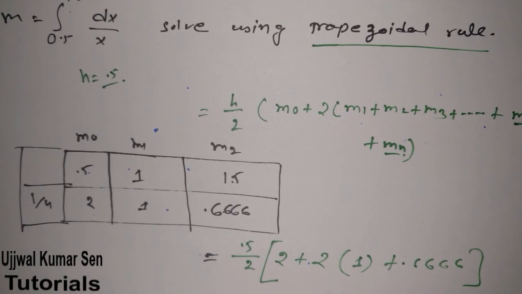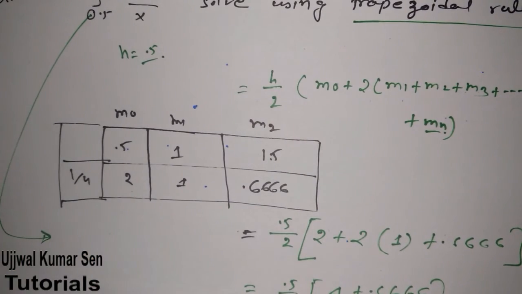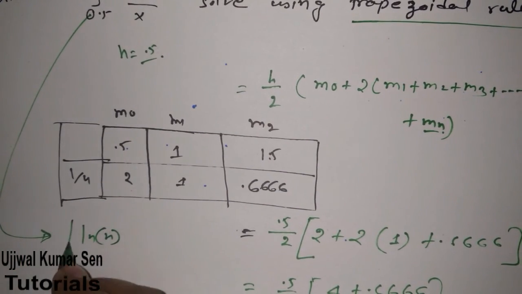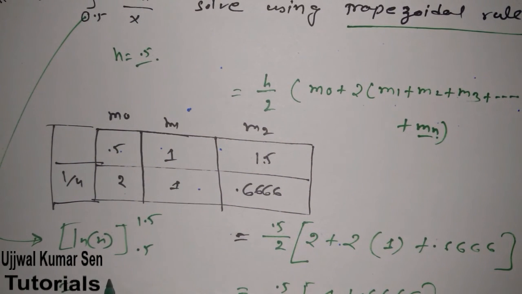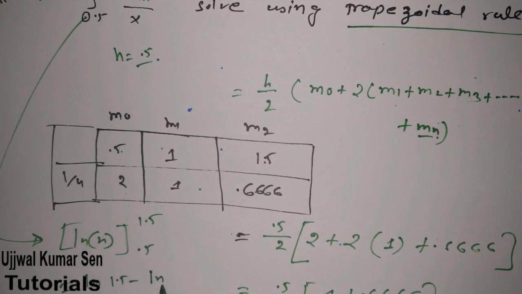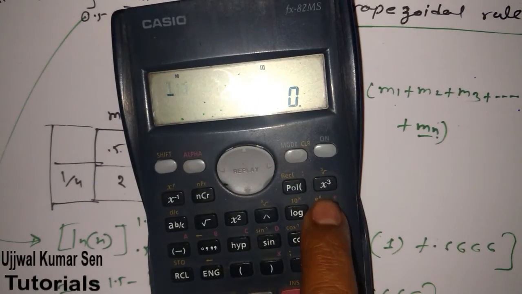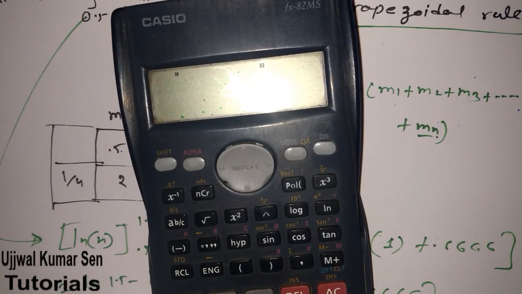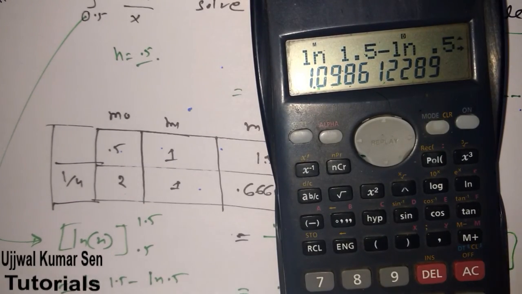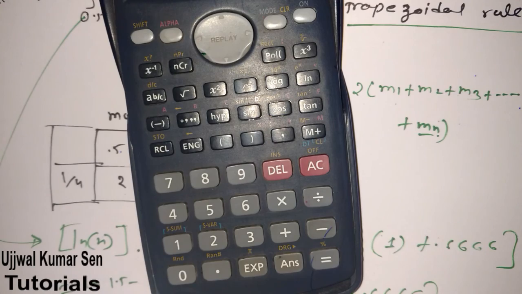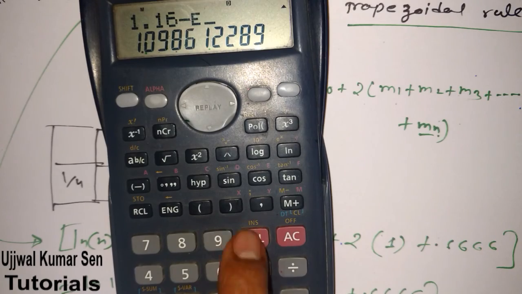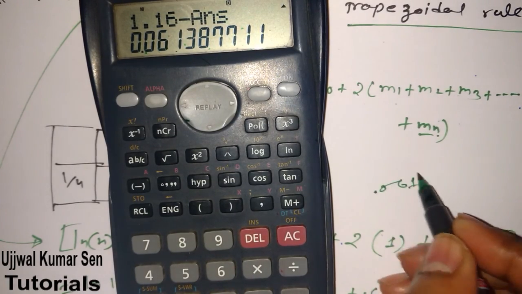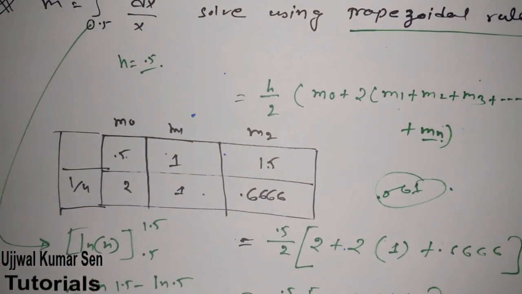Now let me share with you what happens if I solve this question conventionally. The integration of 1/x is natural log x, because it is a reciprocal. I hope you know about it. So the answer for this question is natural log 1.5 minus natural log 0.5, which is 1.09. If I look at the error between these two methods, 1.16 minus the exact answer is 0.061, which is the error between the conventional method and the trapezoidal rule.